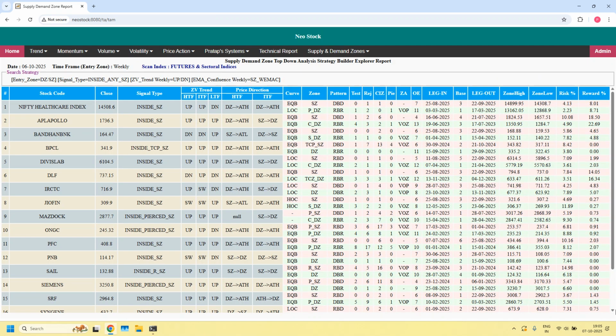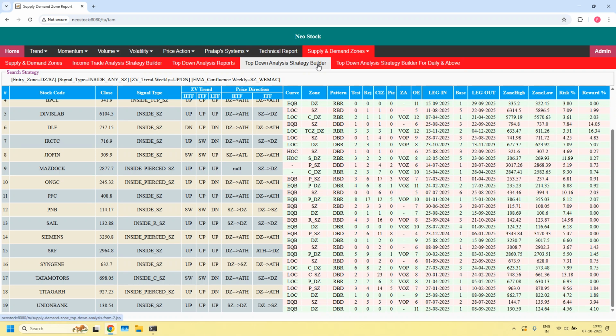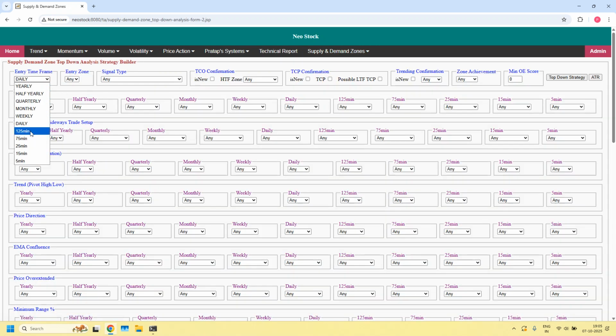First 15 stocks in the list. I'm scrolling the list down. Total 19 stocks are filtered. So next time frame daily, already generated in the beginning of the report. So the next time frame is 125 minutes.